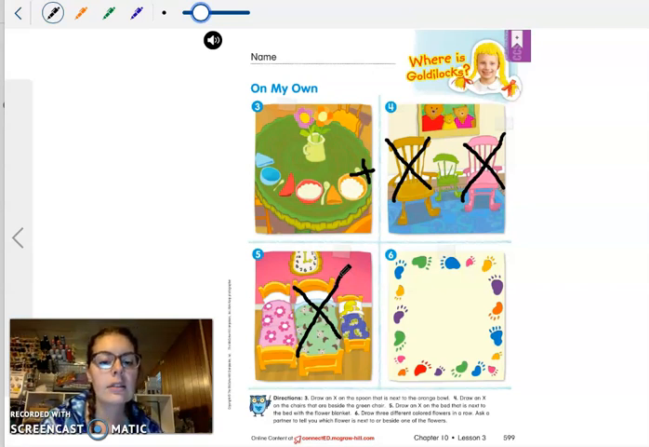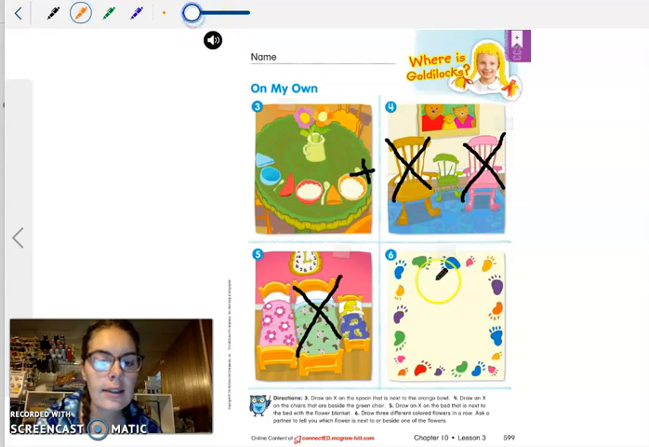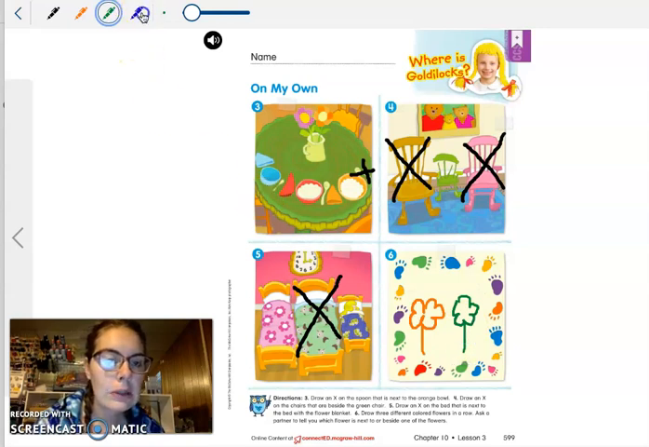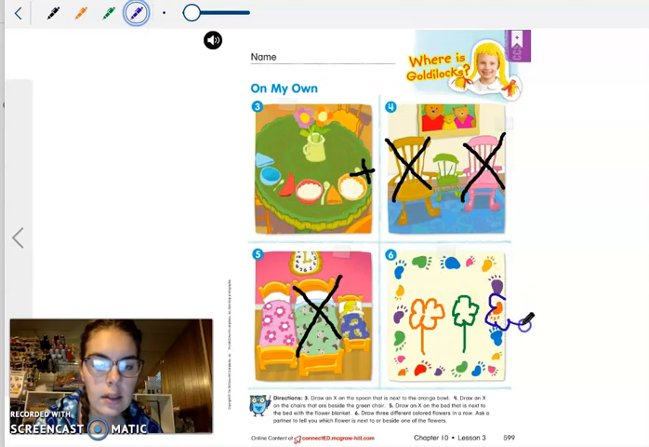Okay, so now for number 6, we're going to draw some flowers. You're going to draw 3 different flowers that are 3 different colors. So here's my orange one. I'm going to have a green flower. And then I'm going to have a blue flower.